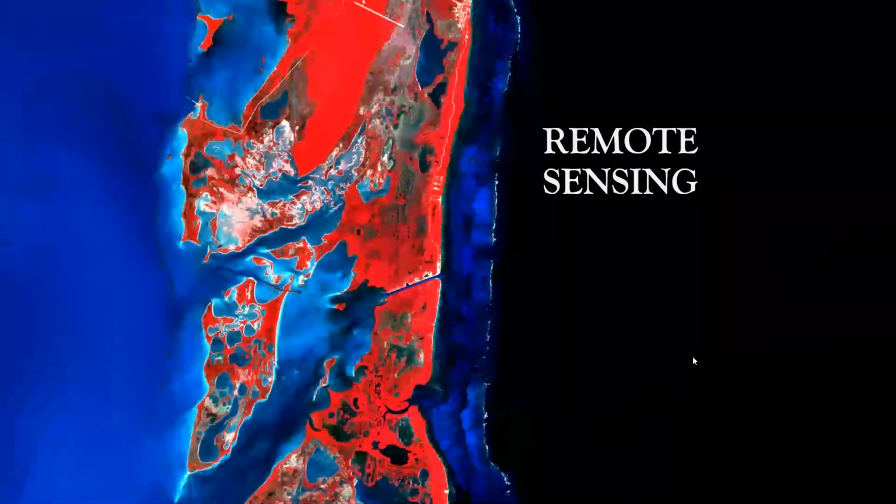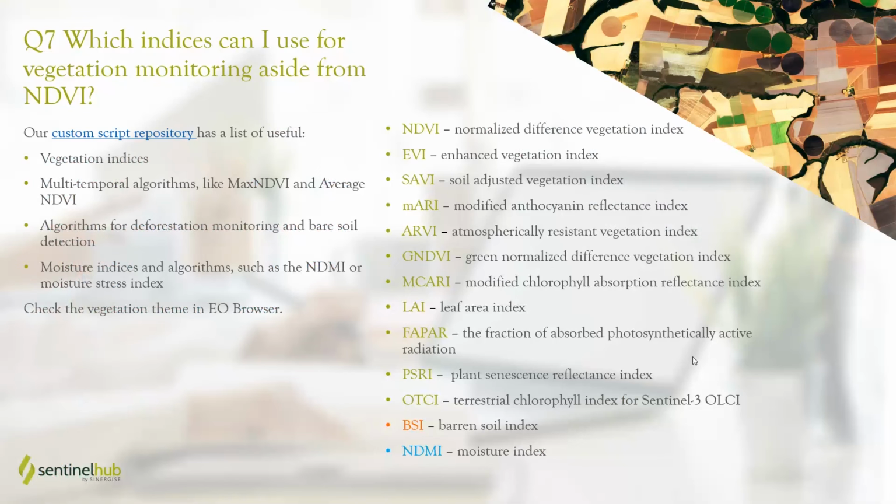Okay, so now we are in the remote sensing category with question number 7. Which indices can I use for vegetation monitoring aside from NDVI? NDVI is the most common index for vegetation monitoring, but there are a lot of other options that you can use. Our custom script repository, as Sabina already mentioned, is full of useful algorithms and scripts. It includes vegetation indices and also other types of remote sensing indices.